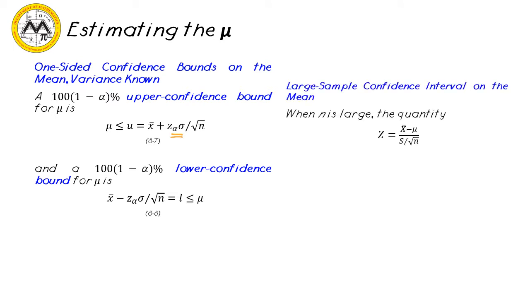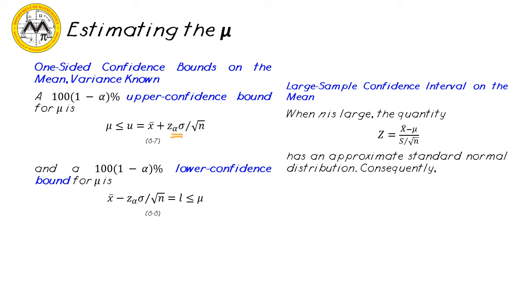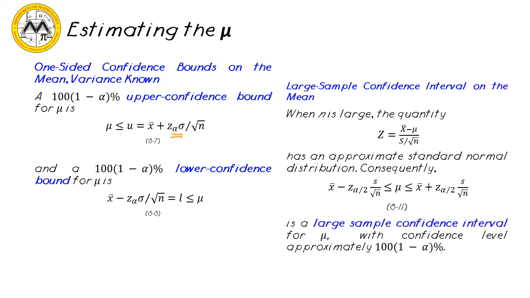If we have a sample size which is more than or equal to 30 for the majority of other books, and more than or equal to 40 for Montgomery, we will be using z equal to x bar minus mu over s divided by square root of n. So s is approximately equal to sigma when n is relatively large. So we consider when n is greater than or equal to 30. So sigma becomes s. So it is a large sample confidence interval for mu with confidence level approximately 1 minus alpha times 100%.